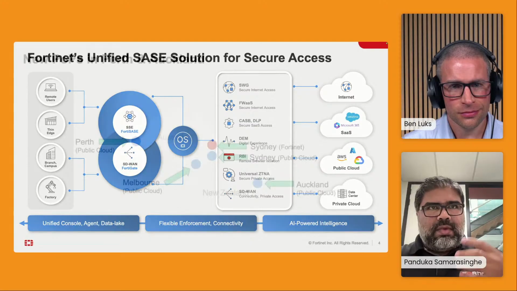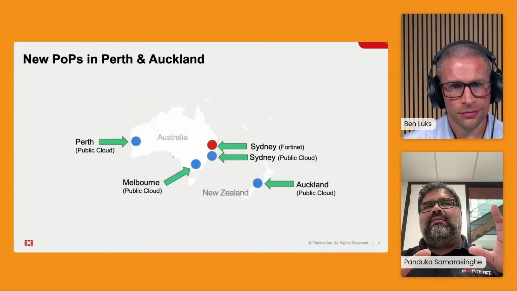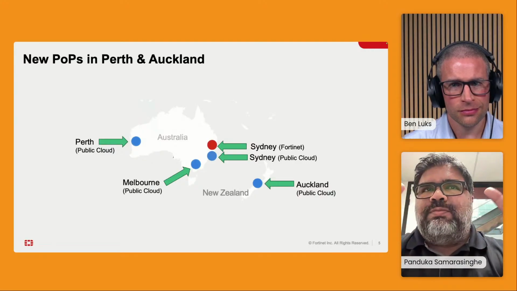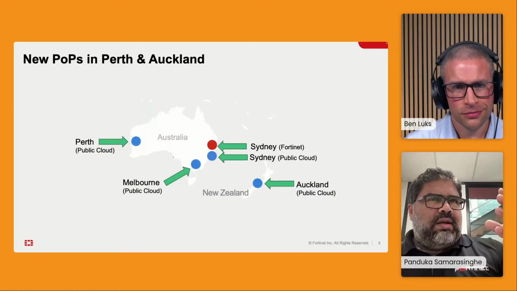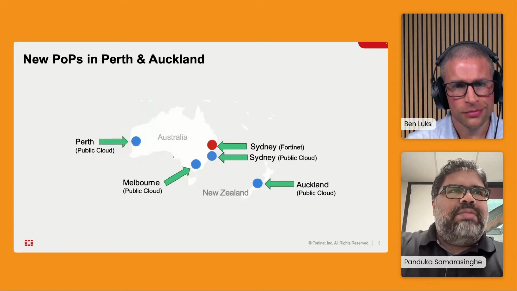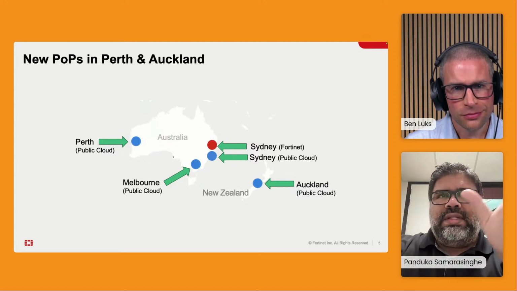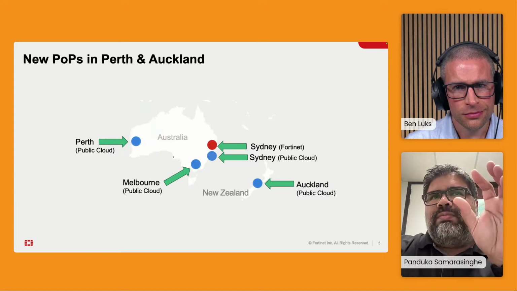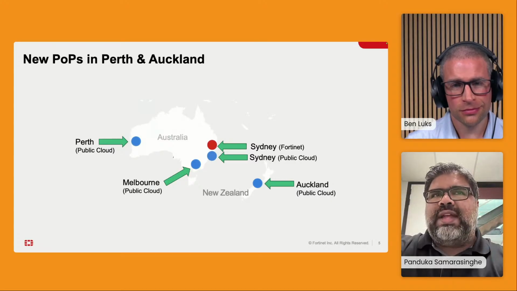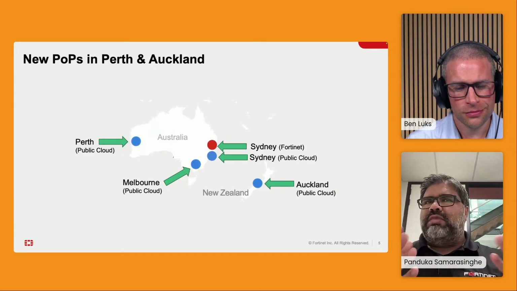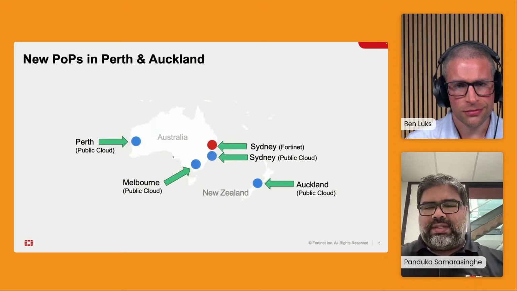And just to bring, I mean, we have an ever expanding footprint of SASE POPs. So recently, over the last 2 months, we've actually stood up 2 new POPs, one in Perth and also one in Auckland. So these are for the Australian and New Zealand region. These are the POPs that we currently have. The Sydney POP, which is in red, is a fully Fortinet owned POP, so a full Forti stack. And the other POPs that are in blue dots are all part of public cloud, Google Public Cloud or AWS.